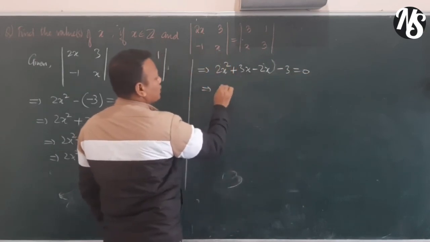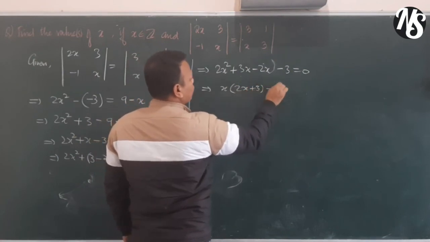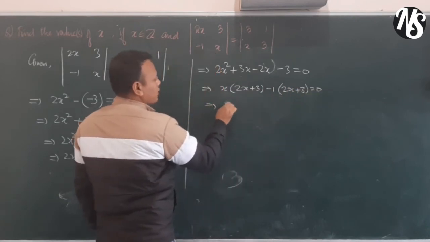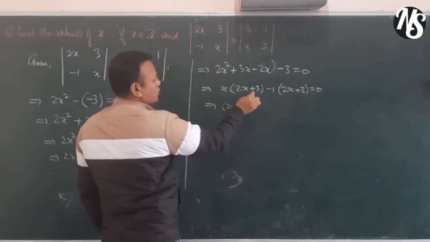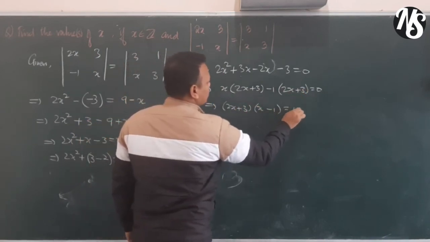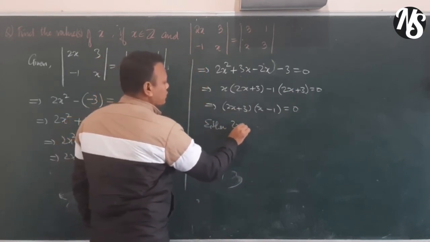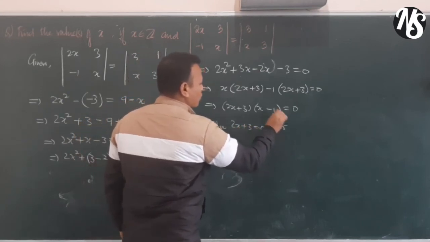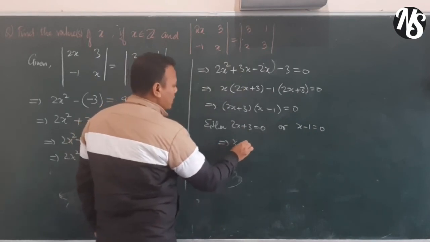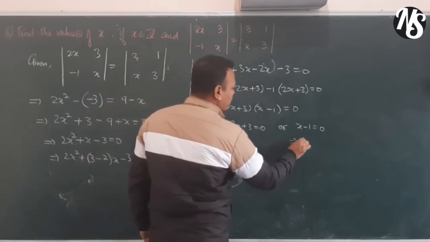You see x is common here, so you get x(2x plus 3). Here minus 1 is common, so you get minus 1(2x plus 3) equals 0. So take out 2x plus 3: from the first part you get x, and from the second part you get minus 1, equals 0. This means either 2x plus 3 is 0, or x minus 1 equals 0. So from here the value of x turns out to be minus 3 by 2, and from here you get the value of x to be 1.